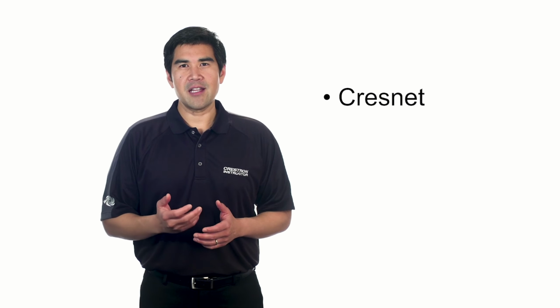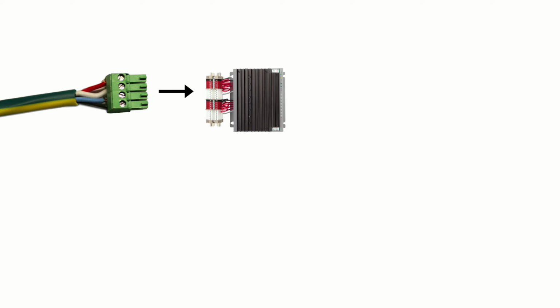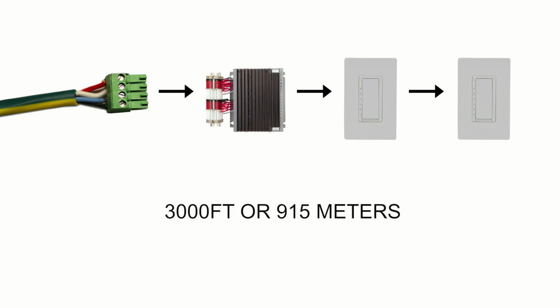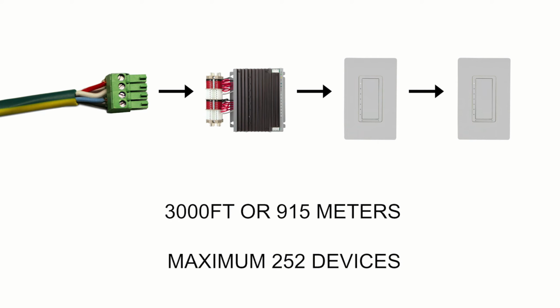Lastly, we'll look at CrestNet. CrestNet is a 4-pin connection that can be found on many Crestron devices. CrestNet is a bespoke communication network that allows multiple Crestron devices to communicate at a distance of up to 3,000 feet or 915 meters. This is a maximum of 252 devices that can be added to a single connector. CrestNet is only usable with other Crestron devices.